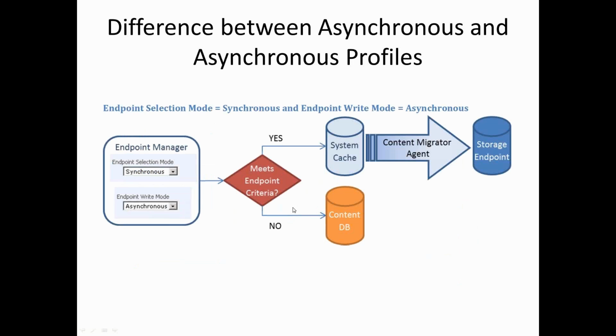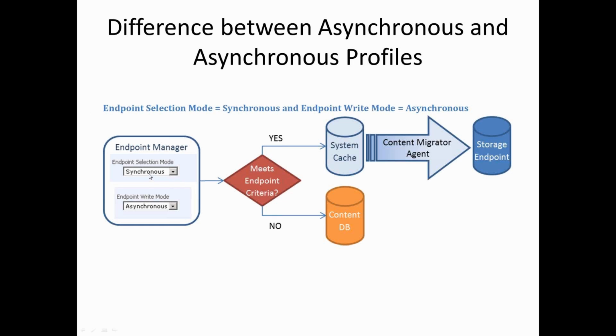The second option would be when you select the endpoint selection mode as synchronous and endpoint write mode as asynchronous. Asynchronous means any content that is uploaded goes into the system cache, and then it moves to the endpoint. Synchronous, of course, means it will go directly to the endpoint.